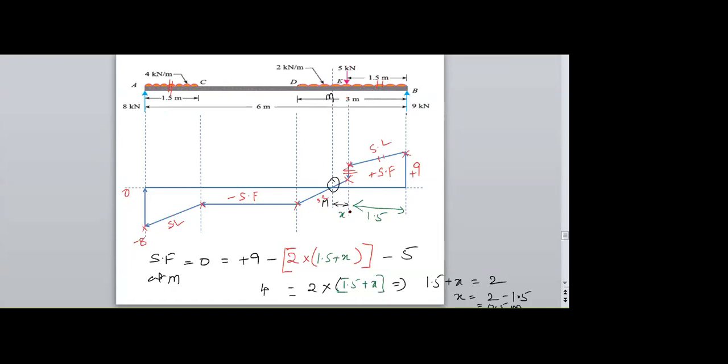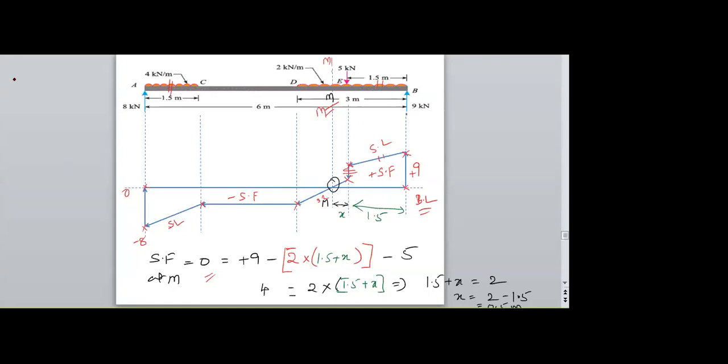So I need to find out this location. I am considering this as the M point. Therefore, the shear force at M is equal to 0 from the graph, because it touches the baseline. That means it is 0. Therefore, I am considering the section at M.